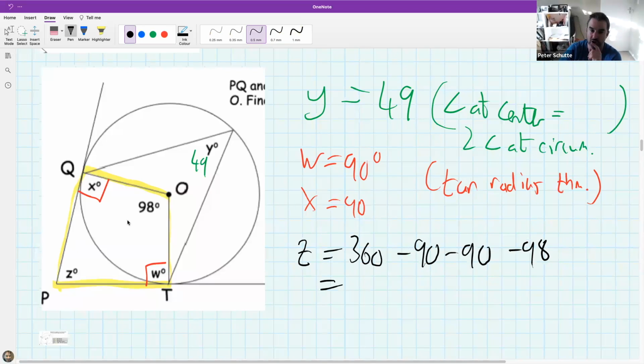No. So you can't use opposite angles for cyclic quad. The problem is that these 4 points are not on the circumference. So you need to say, actually, this is 90 here, that's 90 there, and any quadrilateral will add up to 360.